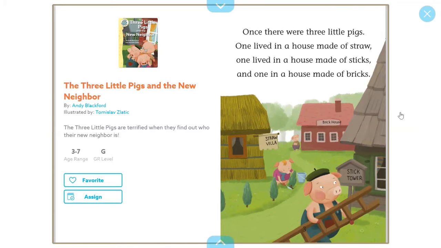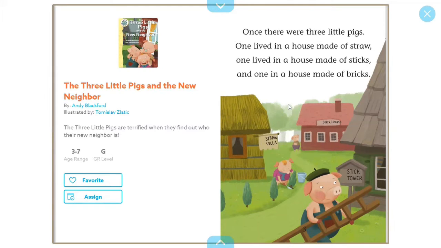So let's get going. Once there were three little pigs. One lived in a house made of straw, one lived in a house made of sticks, and one in a house made of bricks.